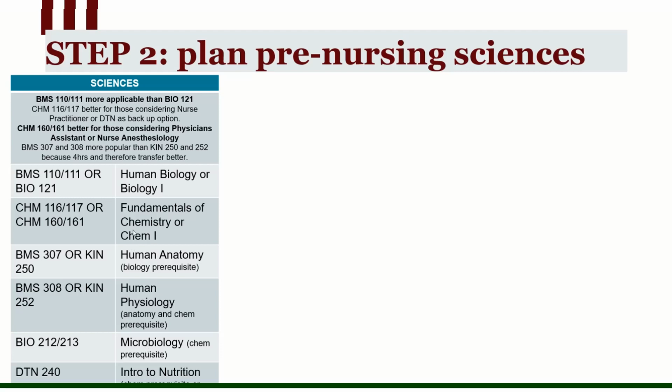Microbiology requires chemistry first. Most students are going to take microbiology the same semester they're taking either anatomy or physiology, so you can kind of pick what you pair it with. Once again, you have a lecture and you have a lab, so make sure you sign up for both.